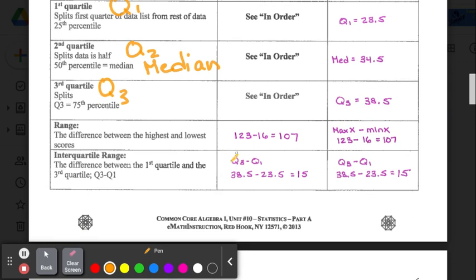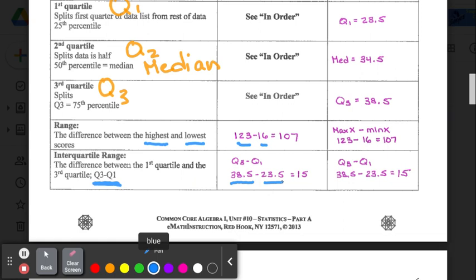Now this is where you need to have this written down in your paper so you can reference it. The range is the difference between the highest and the lowest. So I wrote my biggest number minus my smallest number, and I got 107. The interquartile range is Q3 minus Q1 because we're using those quarter numbers. So my Q3 minus Q1 and my interquartile range is 15.